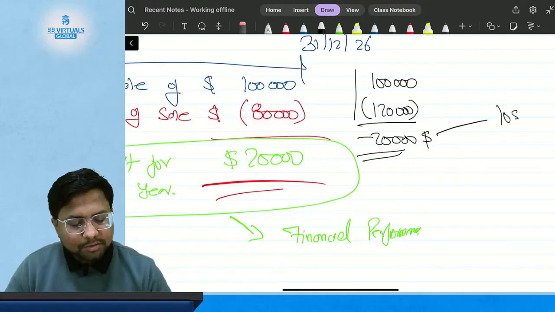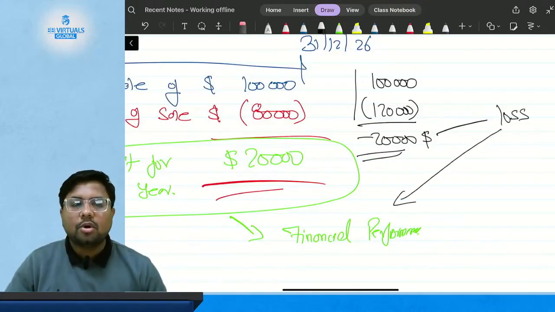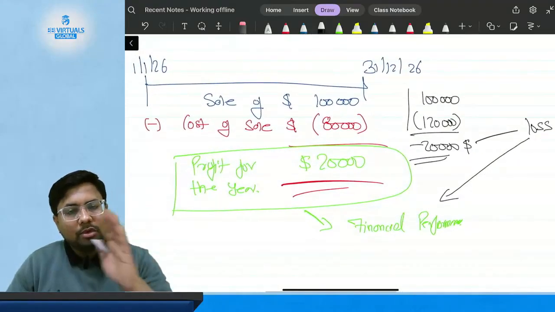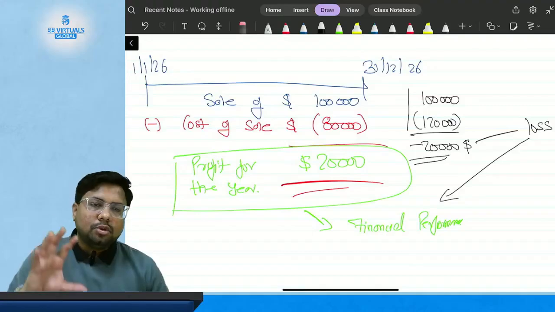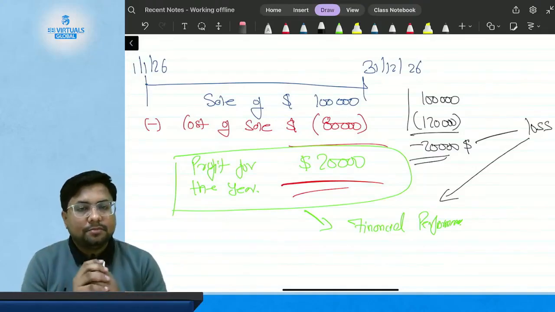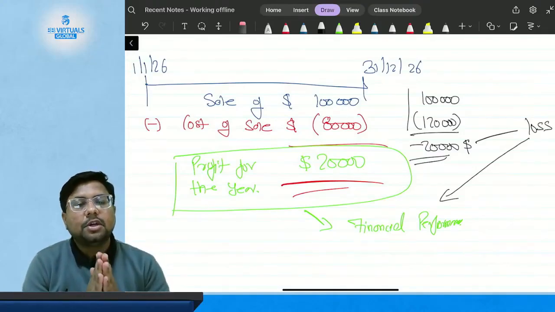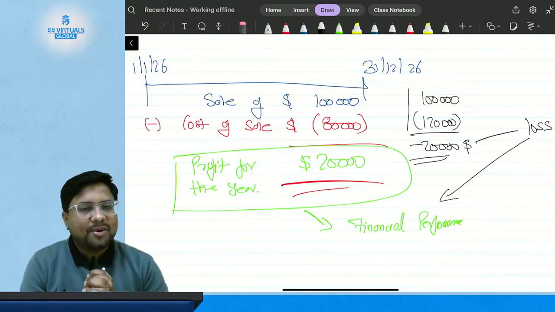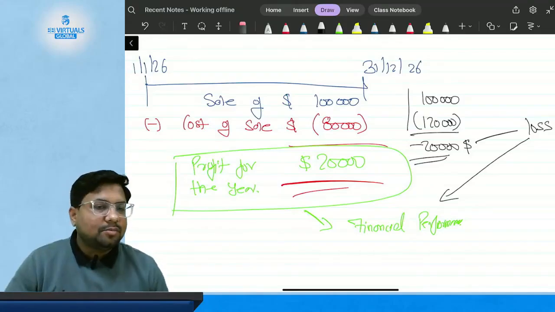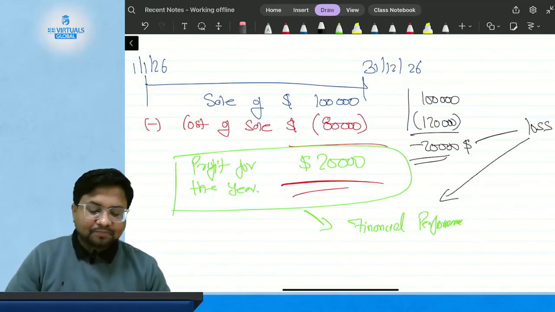So this loss is also going to be called my financial performance, because financial performance talks about either profit or loss. Even if you have a profit, it is called financial performance. If you have incurred a loss, it is also called financial performance. So the statement of financial performance, or sorry, the statement of profit or loss talks about financial performance in a year in terms of profit or loss. Okay.